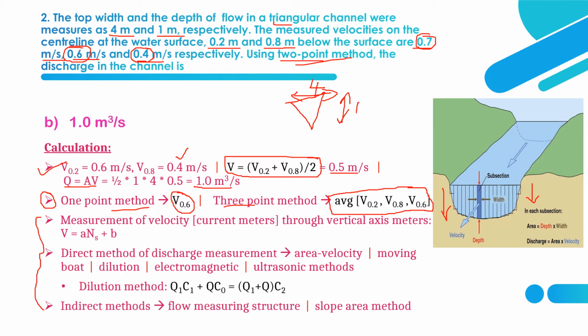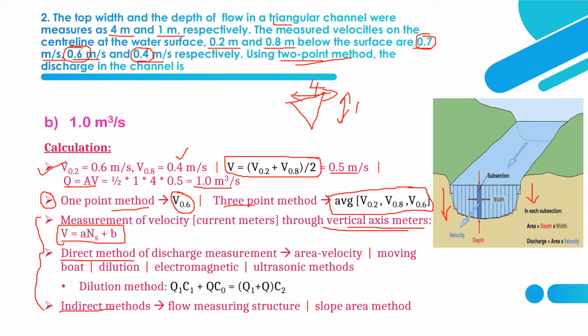Now let's see other methods to calculate the velocities. Measurement of velocity through a current meter. There are two types of current meters: one is the horizontal axis meter and another one is the vertical axis meter. For the vertical axis meter, the velocity is given by V equals a ns plus b, where a and b are constants and ns is the number of revolutions per second, according to the units that we have followed.